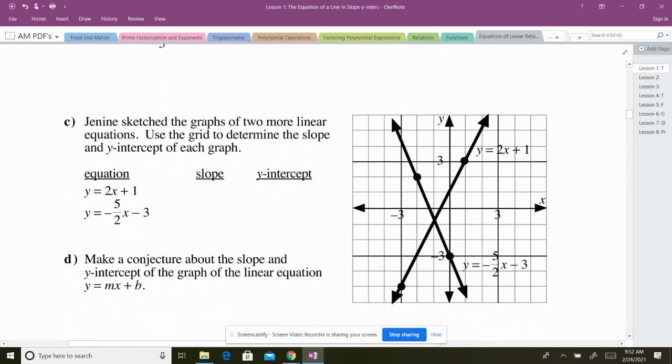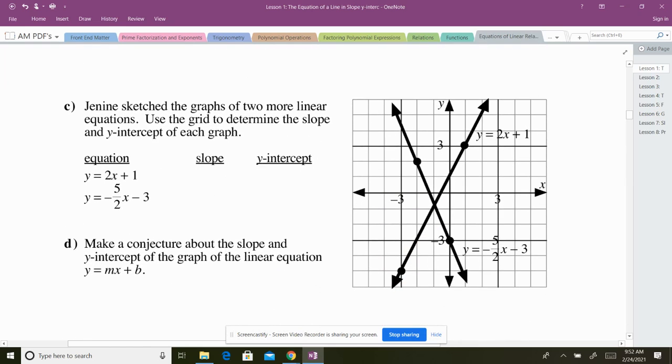All right. Let's just do this one quickly. y is equal to 2x plus 1. What's the slope? 2. Or 2 over 1 if you want to do rise over run. What's the y-intercept? 1.